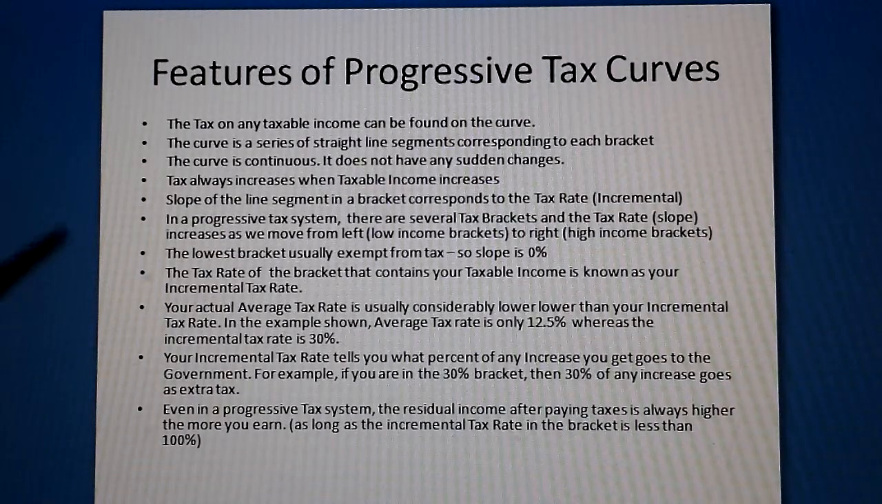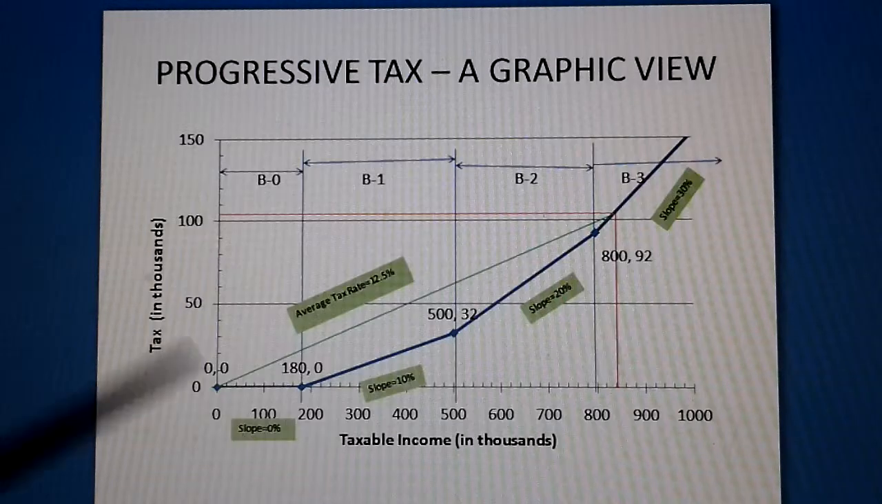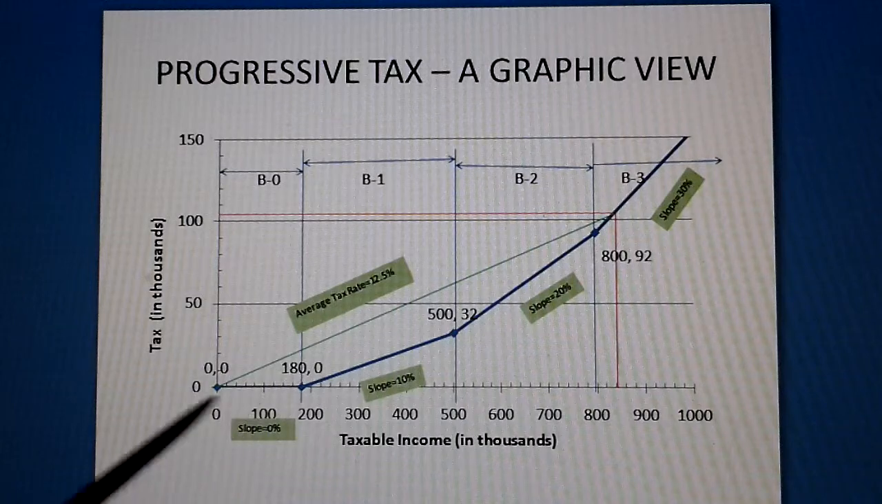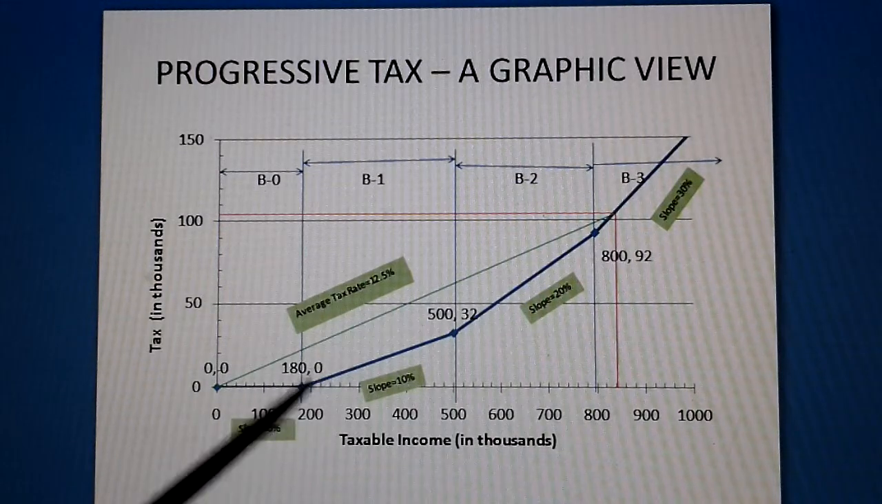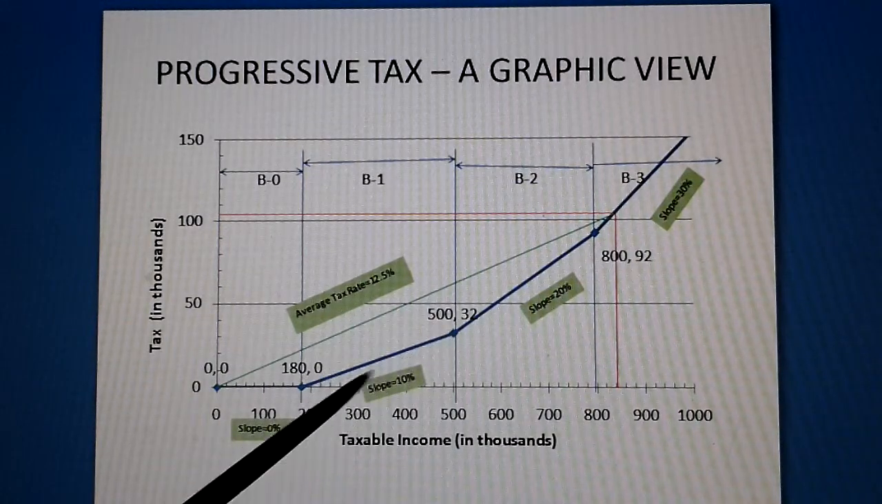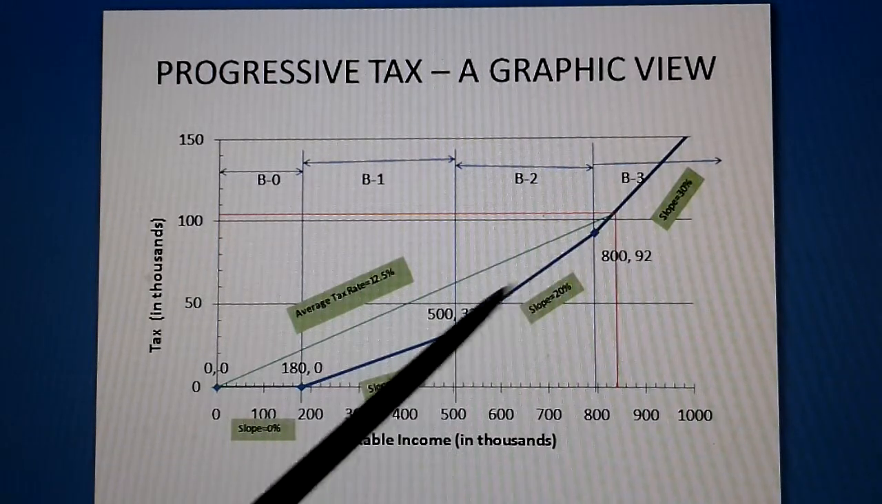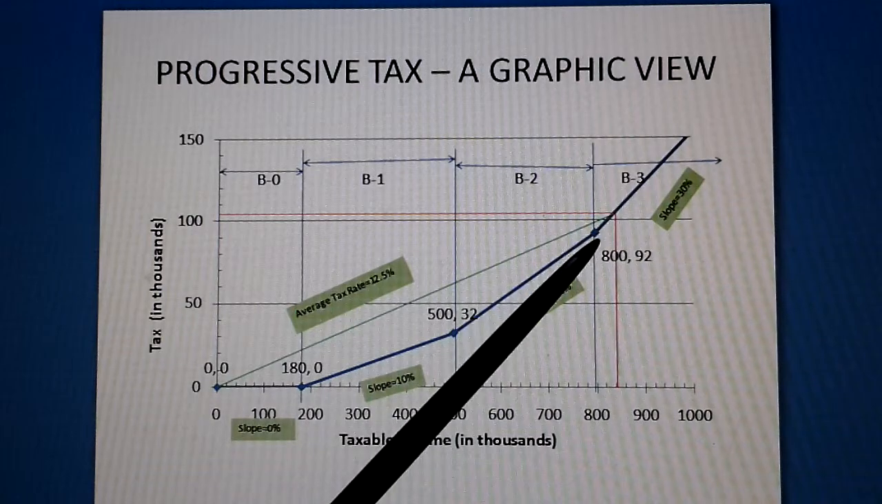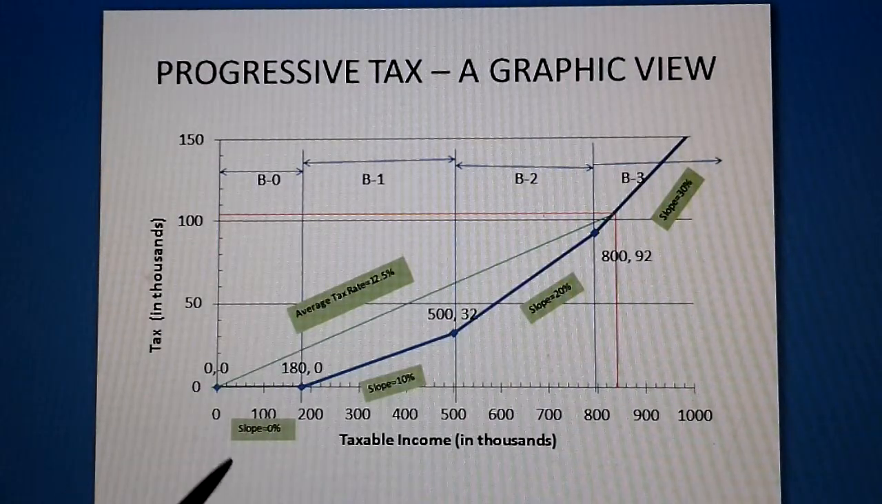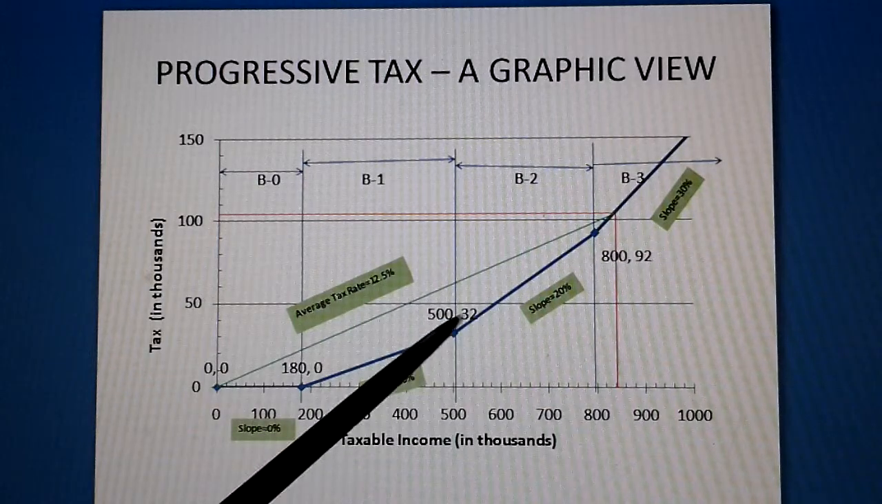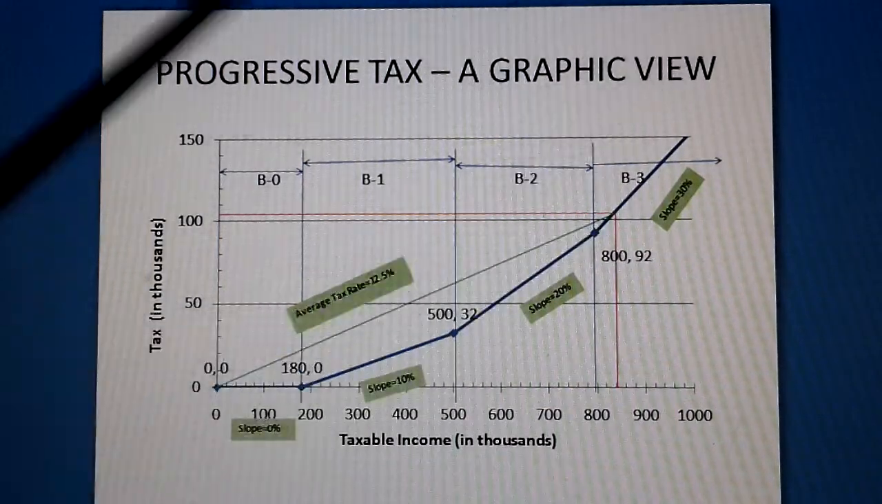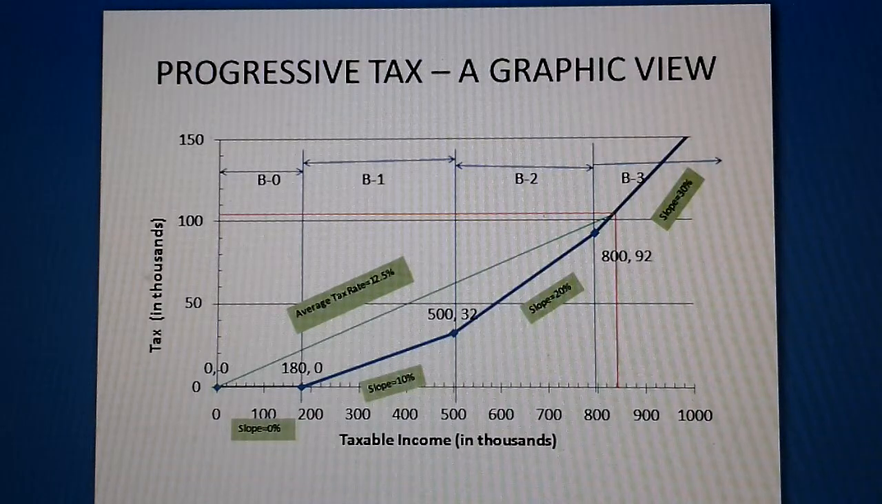The curve is a series of straight line segments corresponding to each bracket. Here we can see this is the first bracket from here to here. The second bracket is from here to here, and you notice it's exactly a straight line, and the third bracket from here to here, and the fourth bracket is from here onwards. You'll notice that the slopes of these lines are in fact the incremental tax rates, and the slopes are increasing in a progressive tax system.